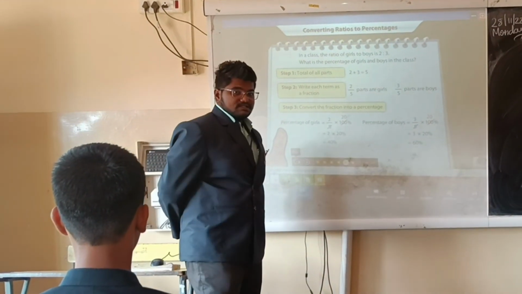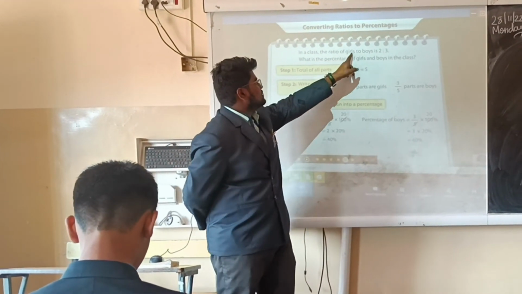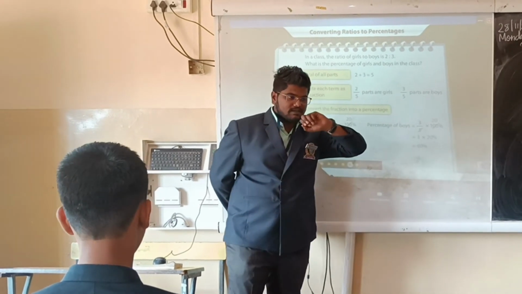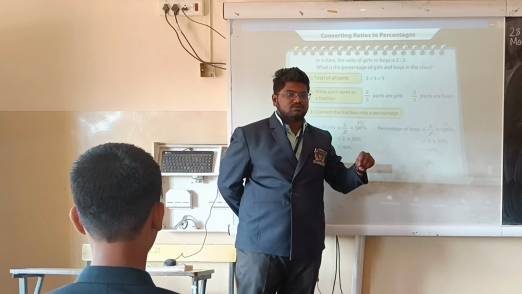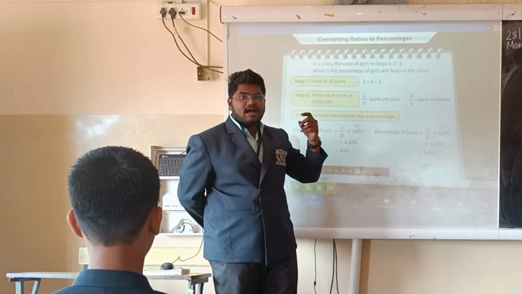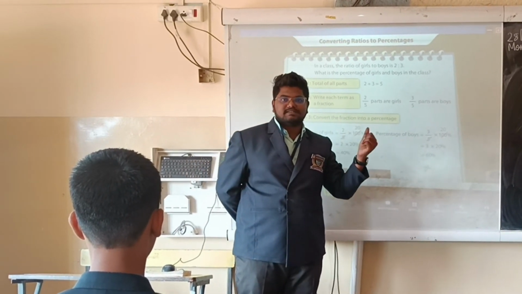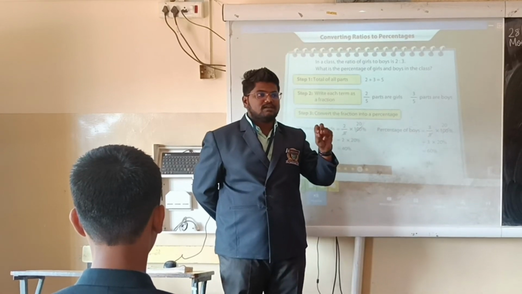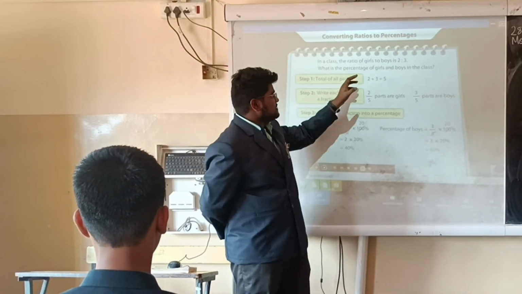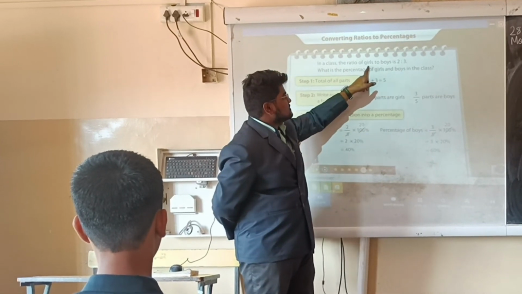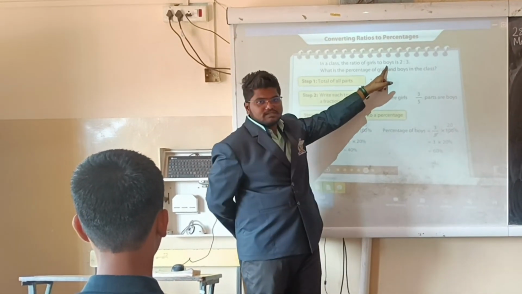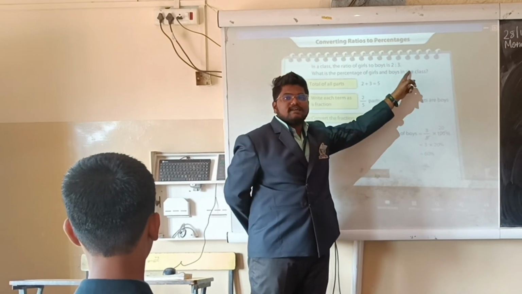Now in this question, in a class, the ratio of girls to boys is 2:3. Let's bounce back for a few seconds to what ratios are, and how we understand which number represents which article. We have girls to boys, which means this 2 represents the girls and this 3 represents the boys. For every 2 girls there are 3 boys.